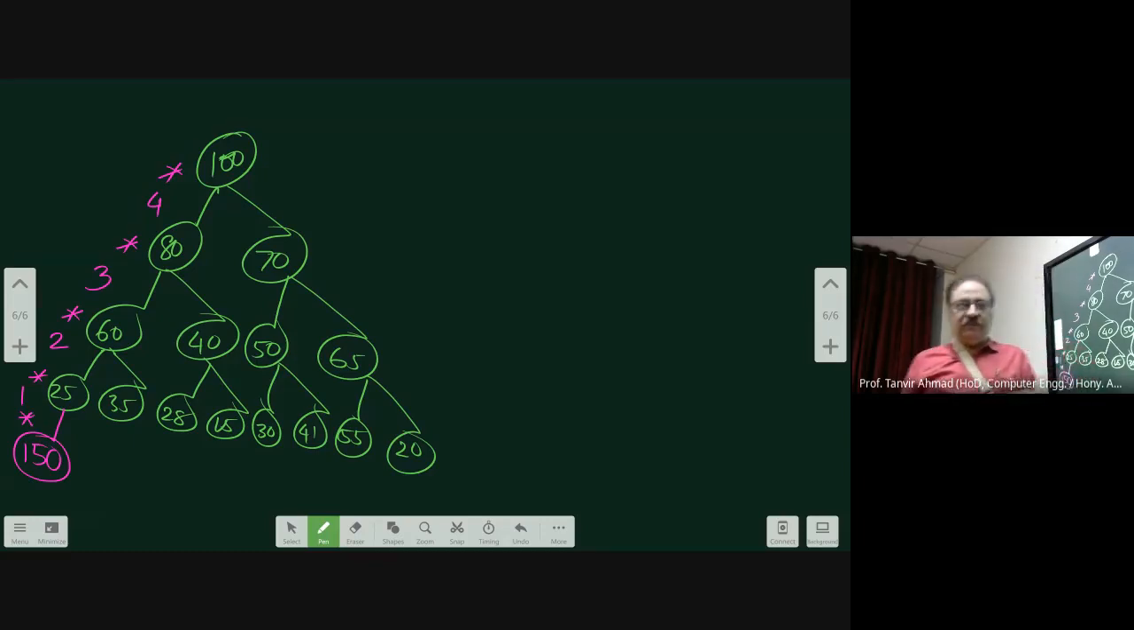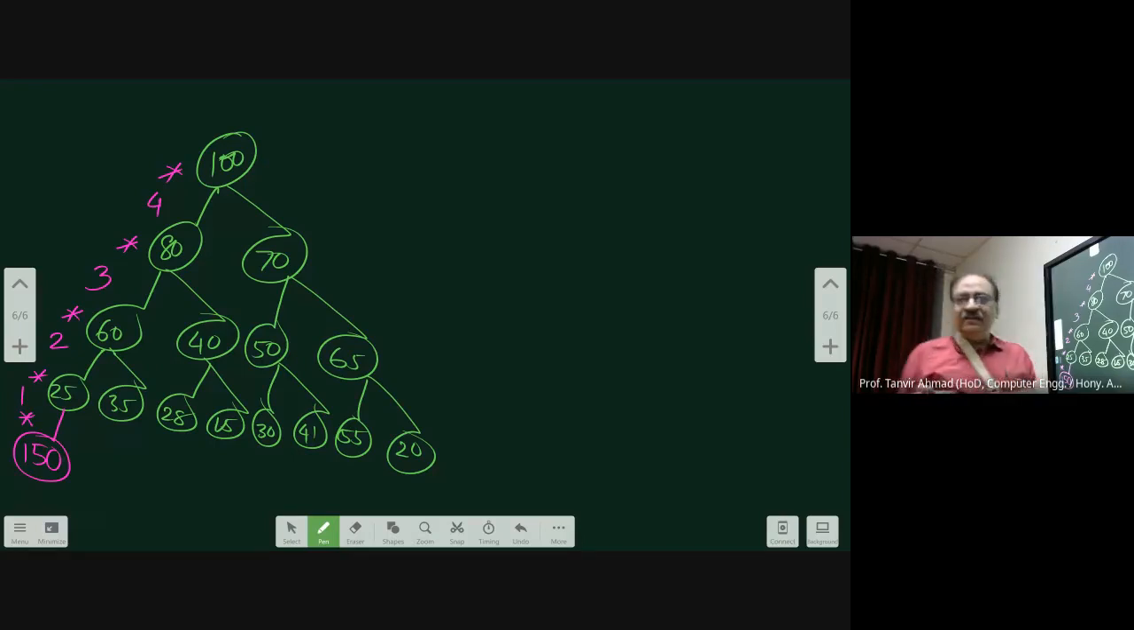150 with 25, one swap. Then 25 will come down, 150 will go up. Then 150 with 60, 60 will come down, 150 will go up. Then 150 with 80, 80 will come down, 150 will go up. Then 150 with 100. How many times did you do it? 4 times. What is the height of the tree? It was 4 only.